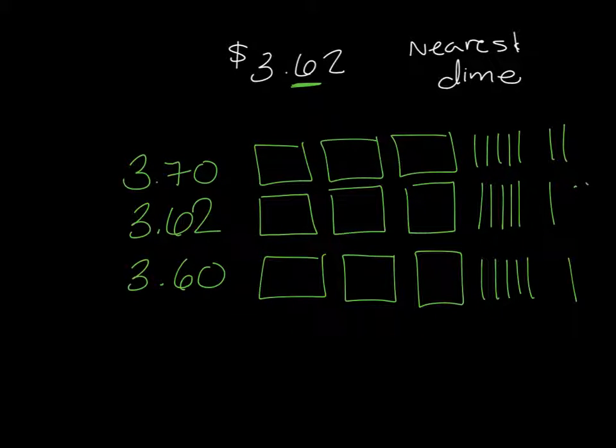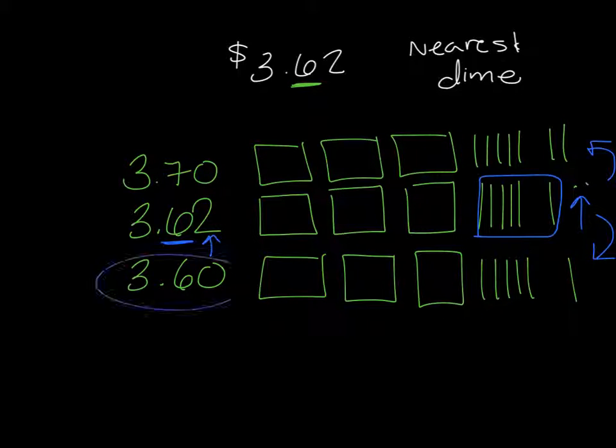Now, again, we underline this one, and this is the number we're looking at. If that has 5 or more, then we go up. If it has less than 5, then we go down. So this one only has 2, so that's less than 5. That means I'm going to go with 360. So our answer would be rounding to 360.